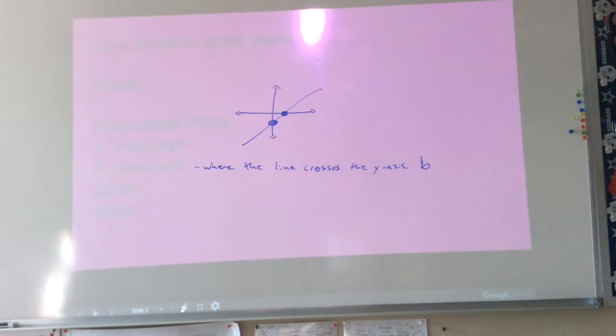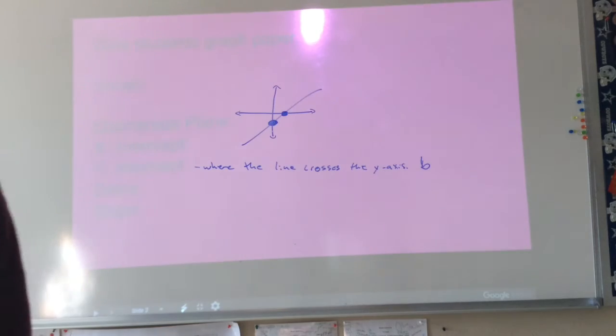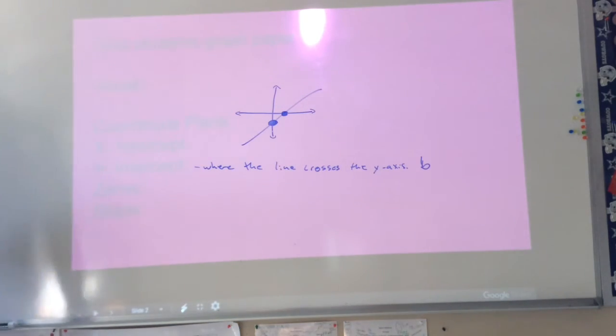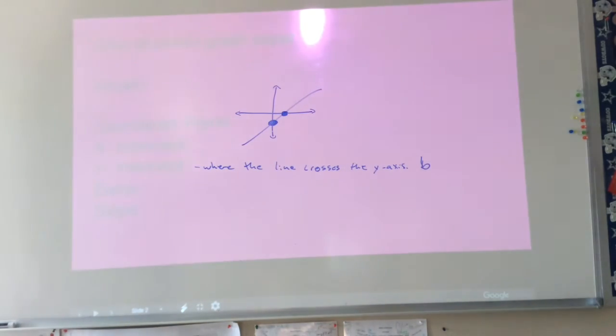And if you have 2 points on every line, what can you do with 2 points? You can find the slope. And if you have the slope and a point, what equation can you put it into? Point slope form, which will then produce slope intercept form, giving you your y-intercept.